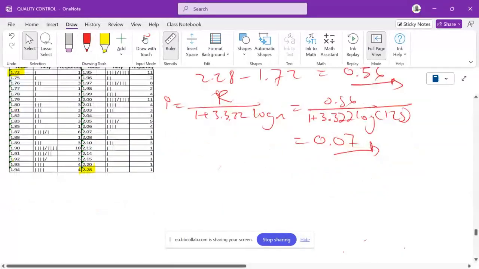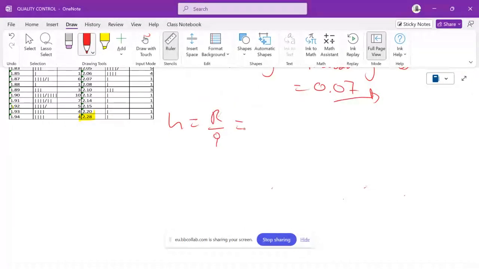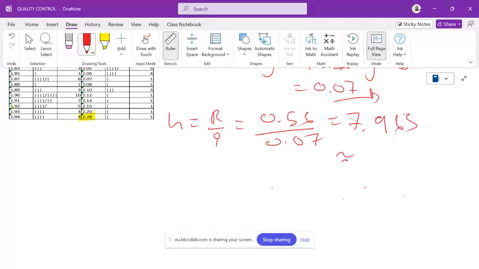Then the number of cells, number of bars, is R over I, which is equal to 0.56 over 0.07, which is 0.56 over my answer, and I'm having 7.9, which is equivalent to 8. So we're going to have 8 bars, right?